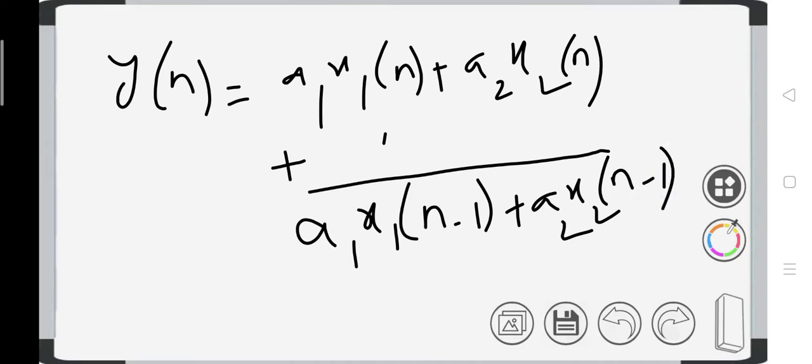So if you see, this is what we have gotten, the LHS equation. If we compare both the LHS and RHS equations, they are not equal. So the system does not satisfy the superposition theorem. So the system is said to be a non-linear system.